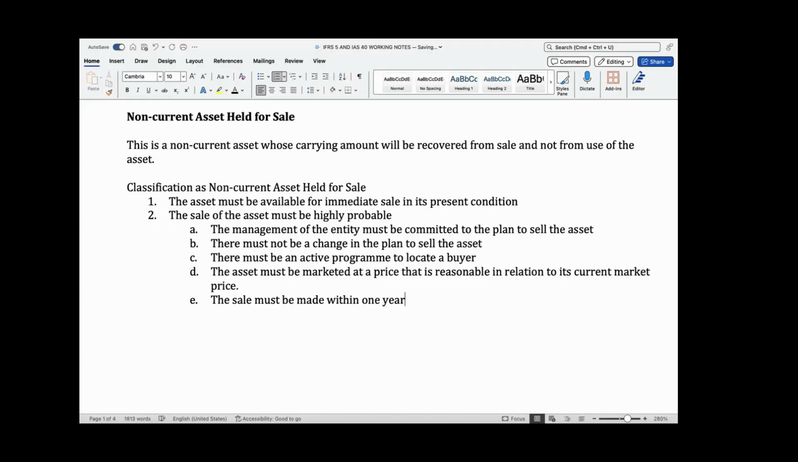We need all these conditions for a sale to be highly probable. All of these 5 must be present. All of it should be present. Otherwise, it is not highly probable. If only one of it is not met, it is not highly probable.